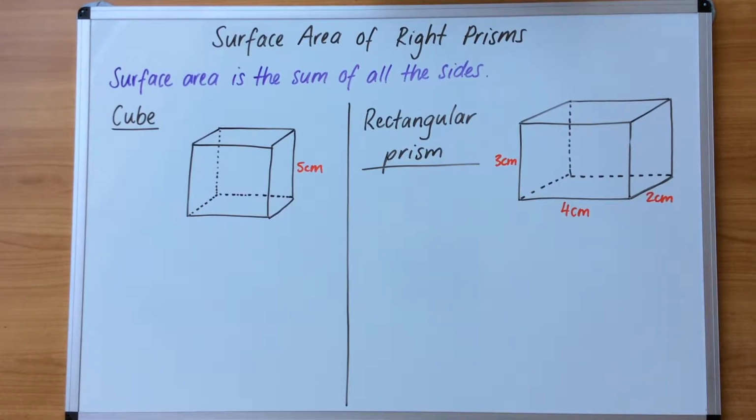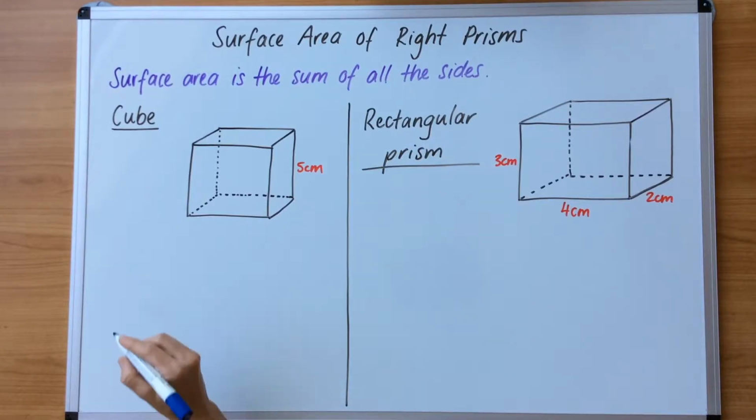In this video we are going to focus on surface area of right prisms. Surface area is the sum of all the sides. So we're looking at adding up all of the side areas together for a cube, a rectangular prism, and to come is a triangular prism. So let's take a look at the cube on the left hand side here.